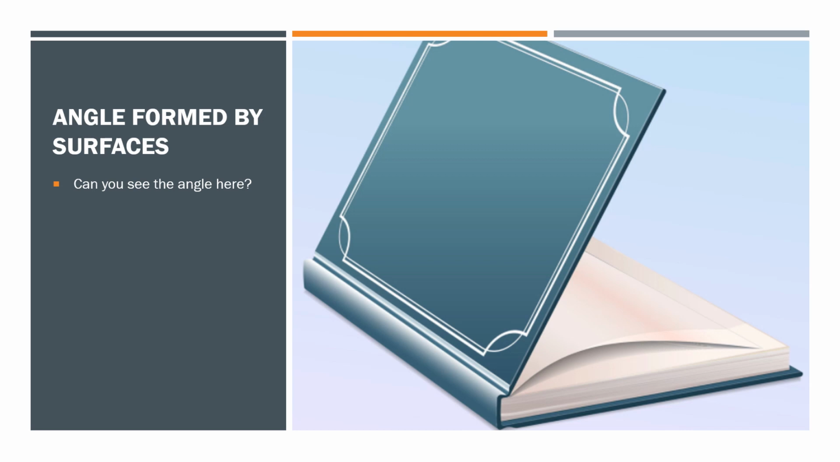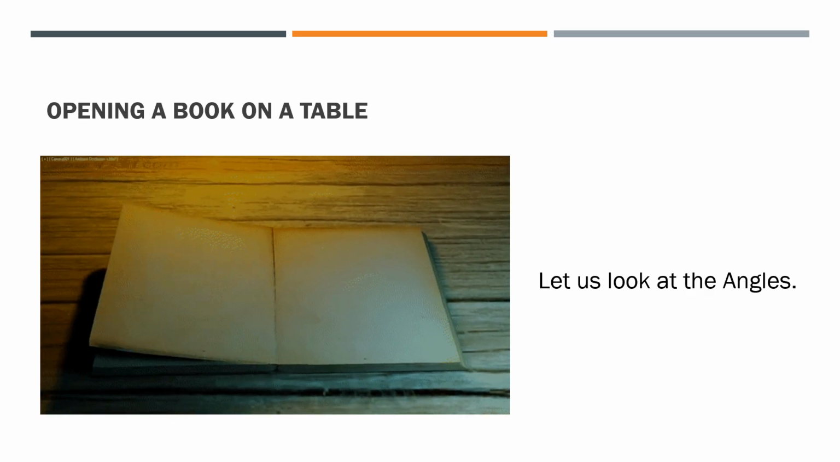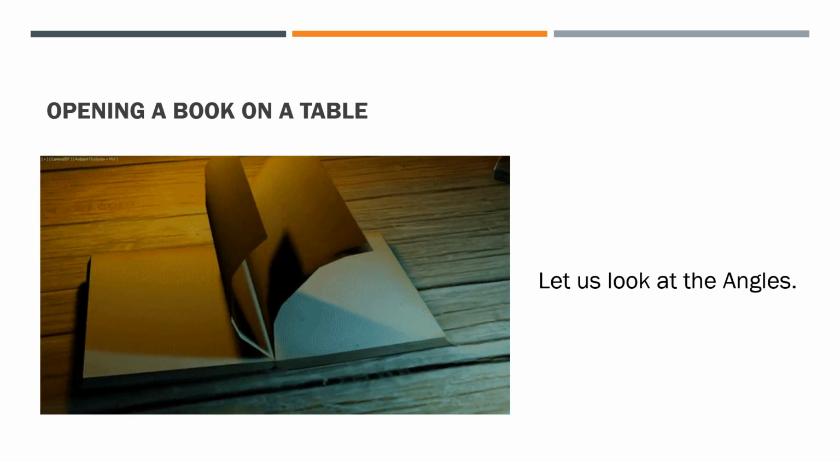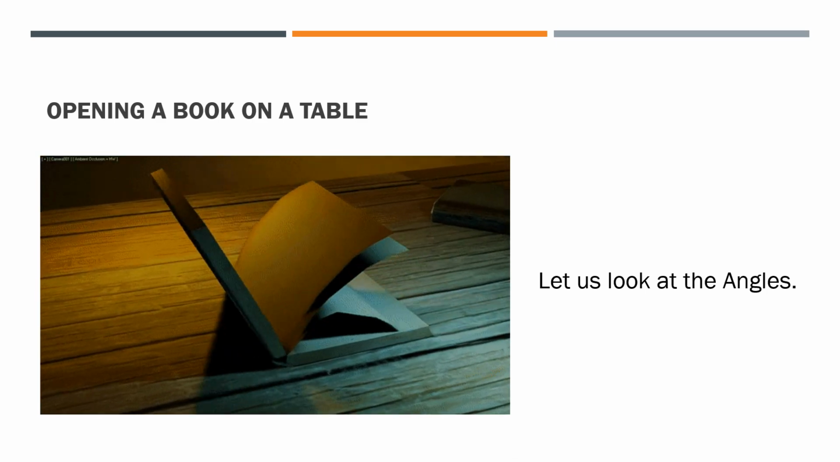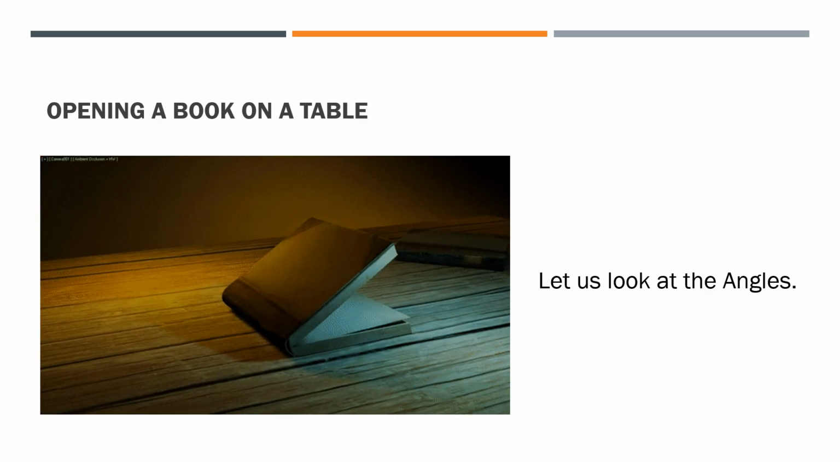This is a half-open book. Can you see all the angles here? When we open a book, the book pages go through different angles and all of these angles have different names. Let us now look at these angle types.